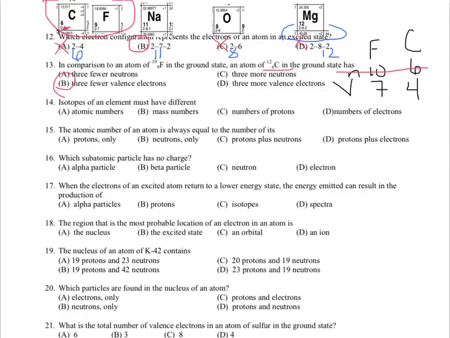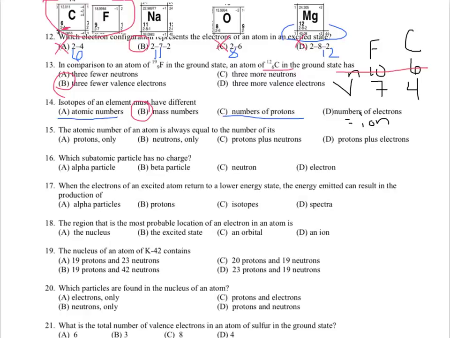The next question is a simple definition of isotopes. So isotopes always have different masses, same atomic number. Now, we know that atomic number is essentially the same thing as the number of protons. Now, if something has a different number of electrons, then we're actually going to call it an ion, not an isotope.